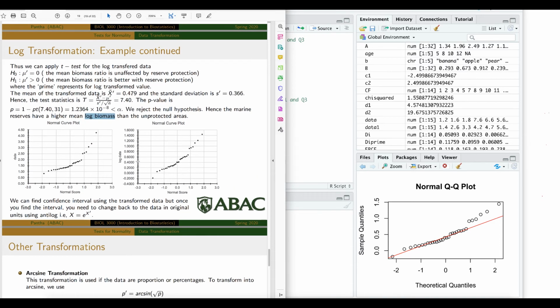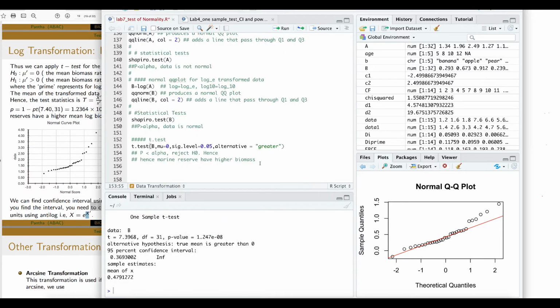Now we can find the confidence interval using the transformed data, but once you find the interval, you need to change back to the original data by taking e to the x. Because this is a right tail test, this is the confidence interval. If it was a two tail test, both limits would be numbers. To find the confidence interval of the original data, you take the exponential: e raised to one number and e raised to the other number will give you the confidence interval of the original data set. That's what you do.